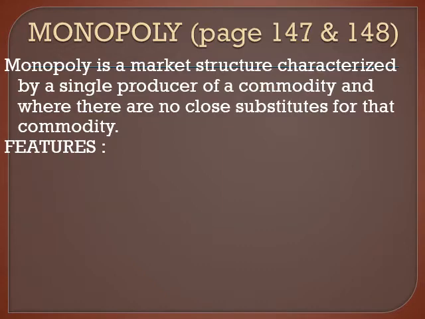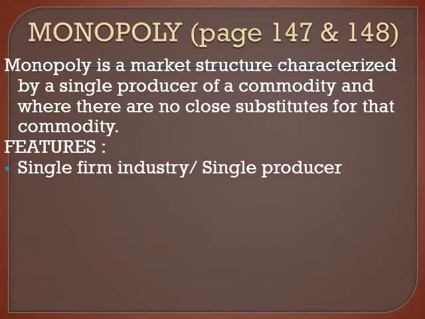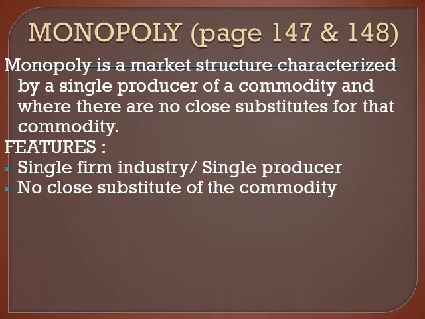So the features are: the first feature is that there is a single firm or industry or a single producer. Just one producer or a single seller or firm is there. Next is that there are no close substitutes of the commodity. That means there are no commodities which can quite relate to the other.